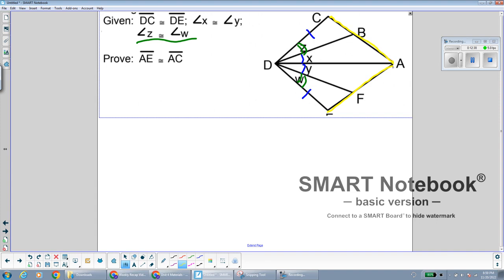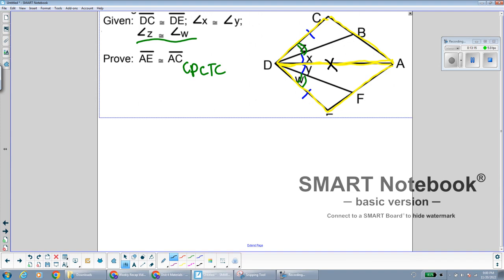So I see that AE is a side of this larger triangle over here, and AC is a side of this larger triangle over here. So ultimately, to prove that AE is congruent to AC, we're going to use CPCTC. And before we can do that, we do need to prove these two large yellow triangles are congruent to each other. I do see that triangles ACD and AED share side AD. So that is congruent to itself by the reflexive postulate.